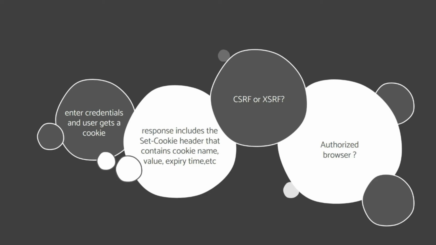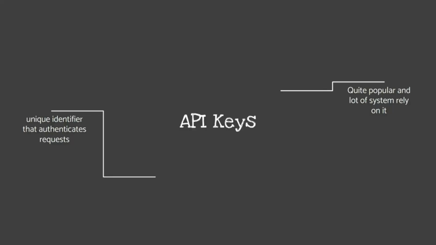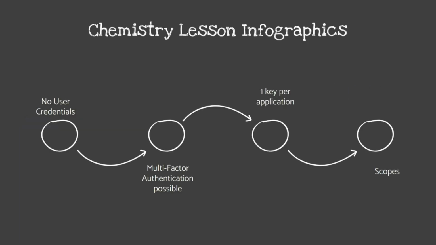API keys could solve that problem. API keys are unique identifiers that authenticate requests, and they are also used for authorization. It's quite popular even today, and a lot of systems still rely on this. So users enter the key that was given to the API, right?